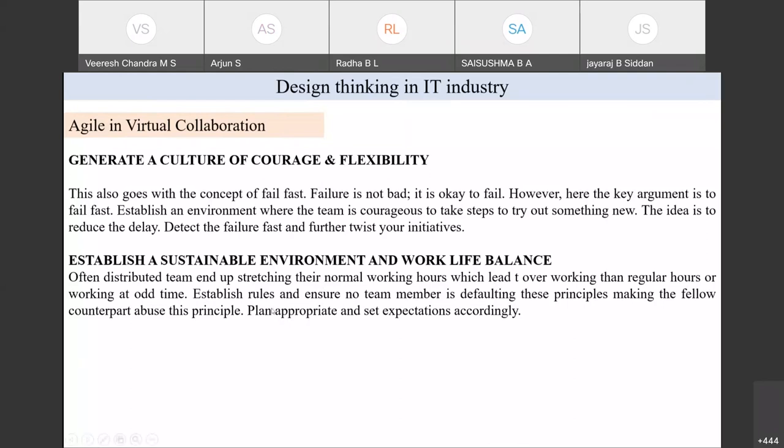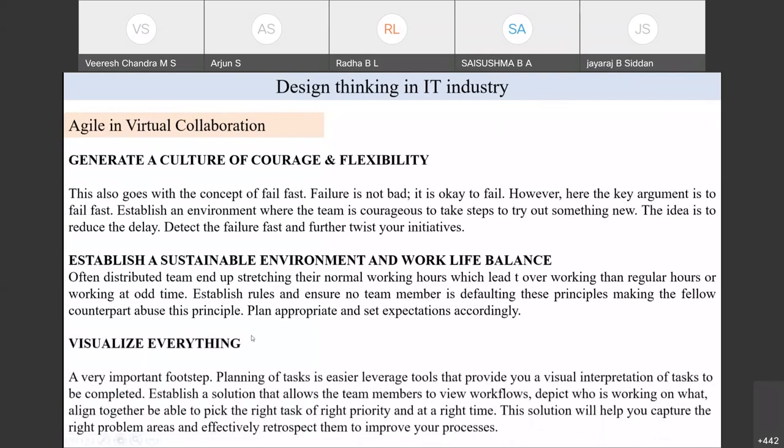So the team should always be encouraged to have a work-life balance, and they should be given a sustainable environment. You cannot make them work for around 20, 21 or 22 hours. They cannot sleep whenever you want. So that is the point. I'm not pointing at you people. I'm pointing at the people in the industry.